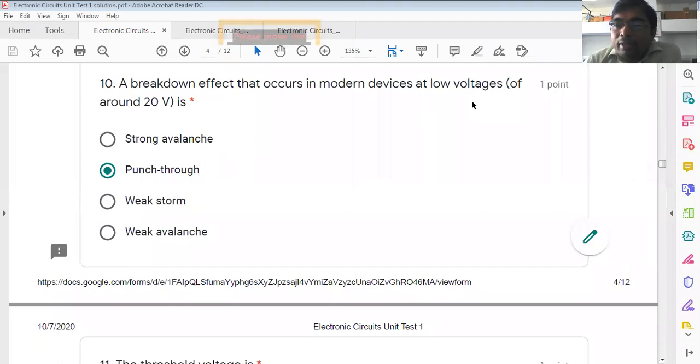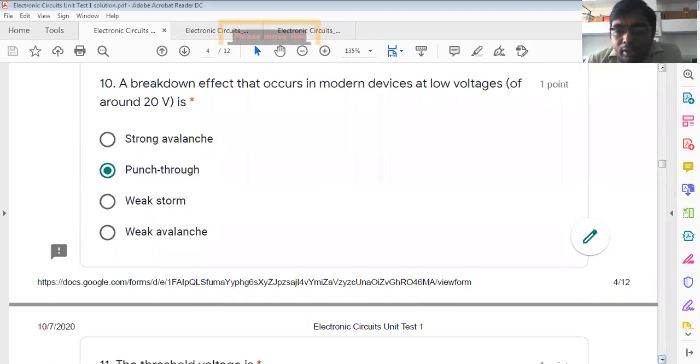This would happen at low voltage, and it actually happens when the MOSFET is in an IC, where thousands or lakhs of MOSFETs are on a single IC. So the MOSFET density is very high. The distance between the MOSFETs is very small, and at very low voltage this kind of breakdown effect occurs, and that is referred to as punch through. We have learned it in detail already in the chapter.